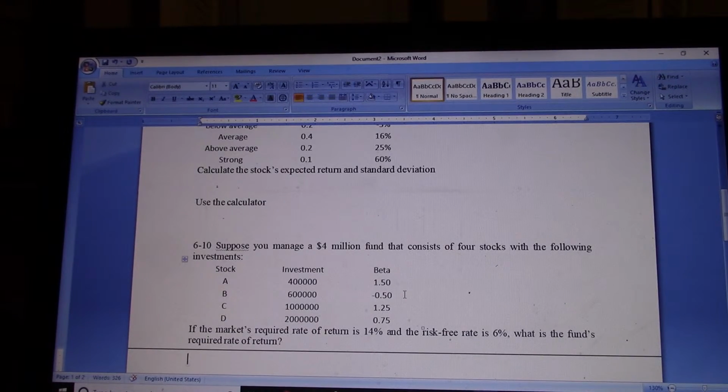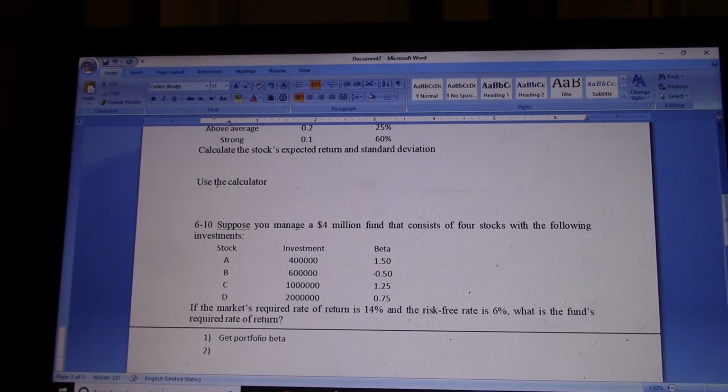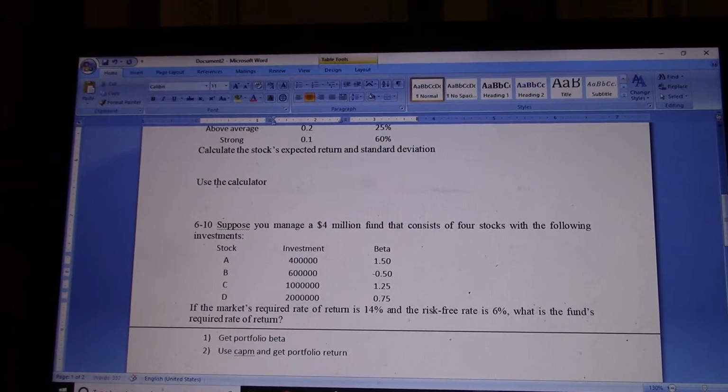Okay, so the last question is this one. You know the total amount is 4 million. What you should do first is get the portfolio beta. The steps: first, get the portfolio beta. Second, use CAPM and get the portfolio return. To get the portfolio beta, you should figure out the weights. You should calculate the weights also.